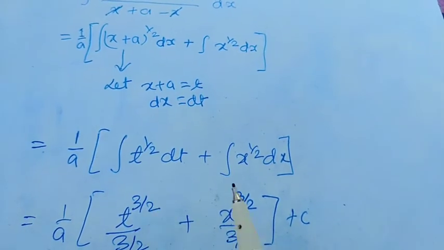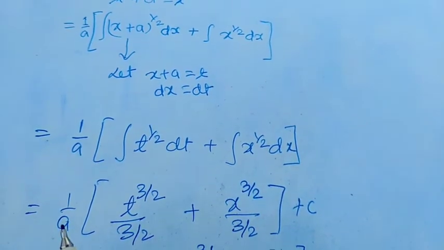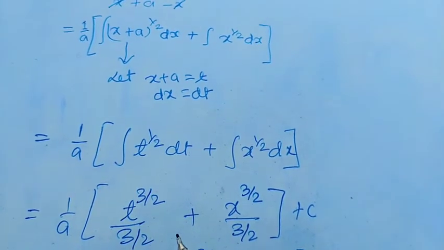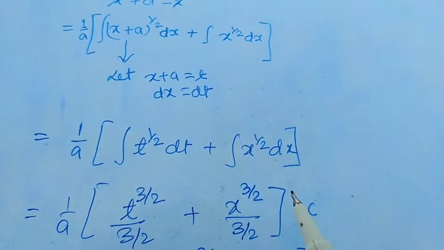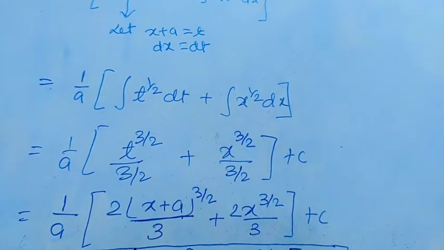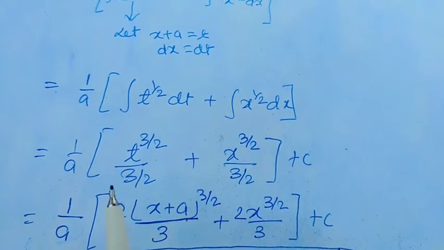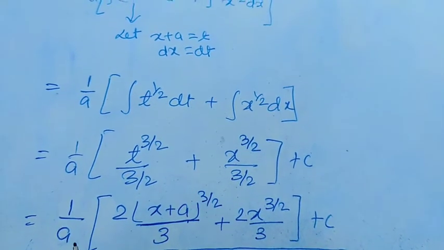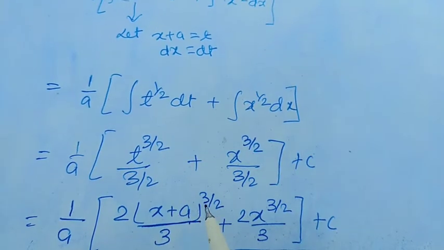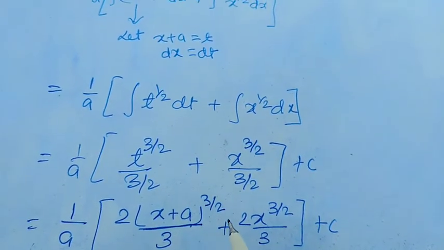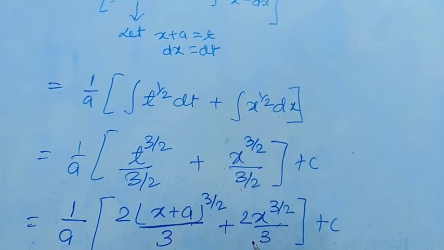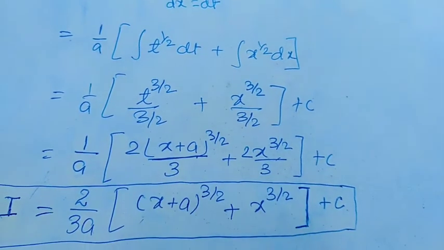While integrating both the terms, we get 1 upon a into t to the power 3 upon 2 upon 3 upon 2 plus x to the power 3 upon 2 upon 3 upon 2 plus c. So now we can put the value of t. So here we have written 1 upon a into 2 into (x plus a) whole raised to the power 3 upon 2 upon 3 plus 2 into x raised to the power 3 upon 2 upon 3 plus c.